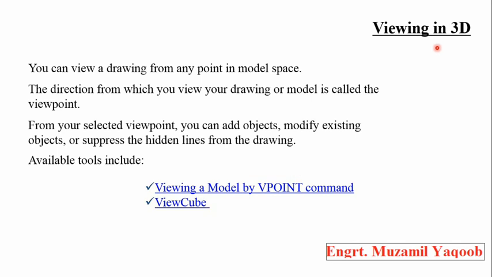Then comes viewing in 3D. You can view a drawing from any viewpoint in model space. For example, the direction from which you view your drawing or model is called viewpoint. From your selected viewpoint, you can add objects, modify existing objects, or suppress any hidden lines from the drawing. Available tools include these two: viewing a model by entering a command, just type viewpoint, VPOINT, or you can use a second approach which is the view cube.